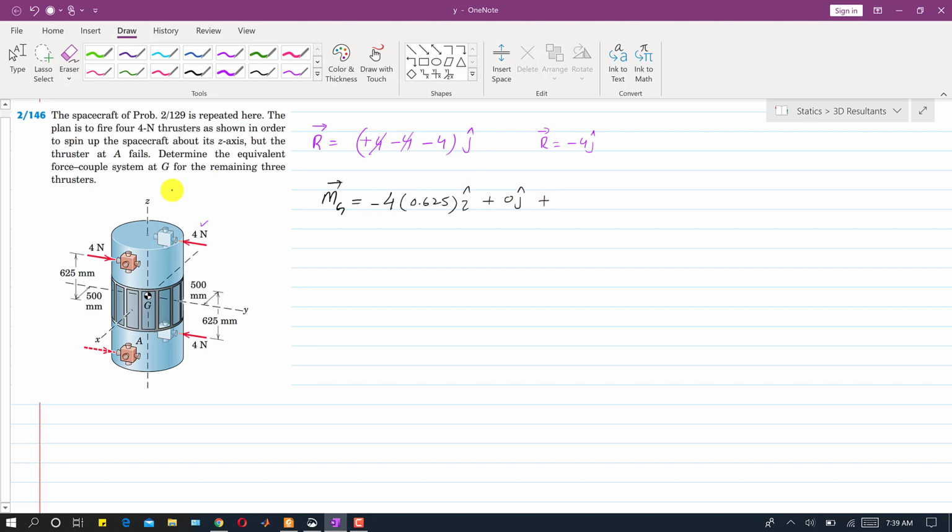And similarly, if we look into these forces from the z direction, from the top, this 4 Newton, again this 4 Newton and this 4 Newton, the magnitude of these forces is the same, and the perpendicular distances are the same, right? And they are in opposite directions. Since they are in opposite directions, they will produce a couple.